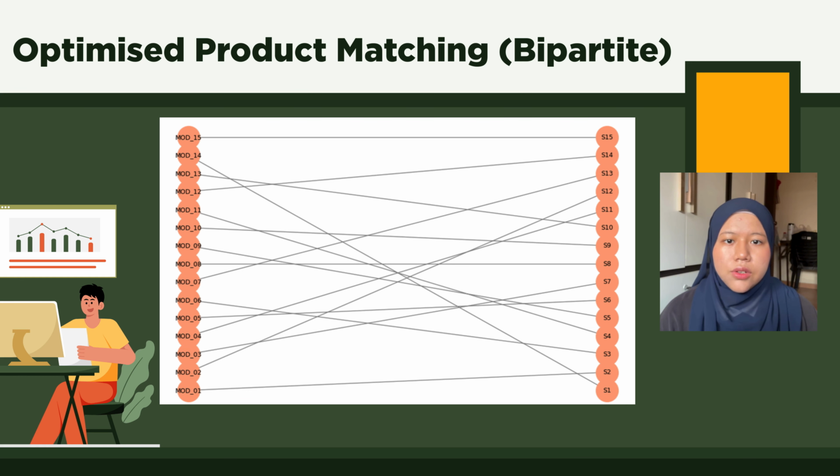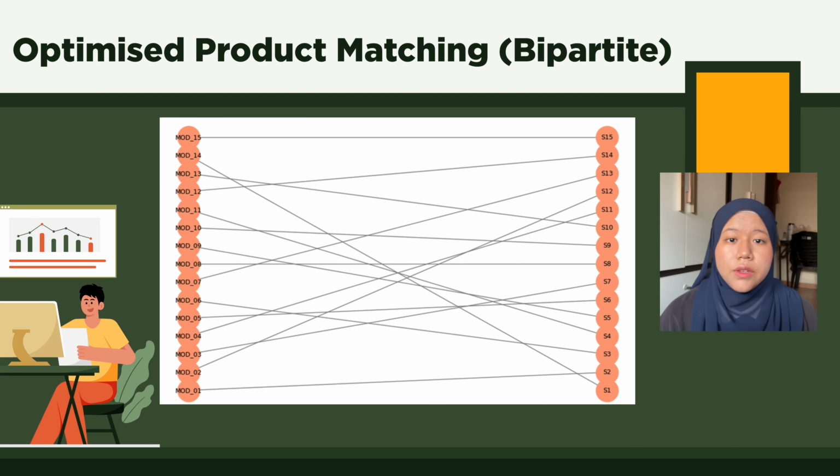Connections, or edges, are only drawn between modules and time slots. These edges show which time slots are possible for each module. Each edge has a cost value. This cost represents how suitable a time slot is for a module. A lower cost means the time slot is more suitable or more efficient for that module. The optimization process selects the best combination of assignments by minimizing the total cost.